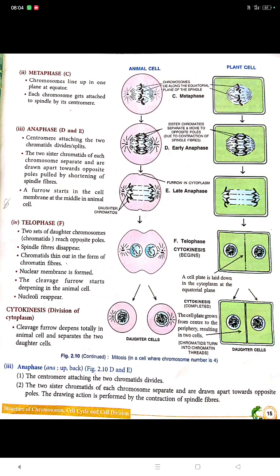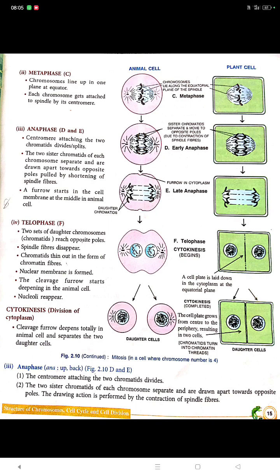Anaphase. The centromere attaching the two chromatids divides, splits. The spindle fibers are attached to the centromere. They will divide into two chromatids. A furrow starts in the cell. You see on the top and the bottom, the small furrows are formed.